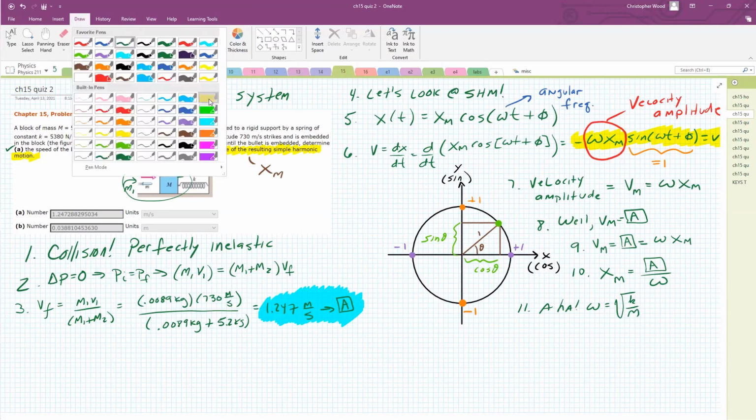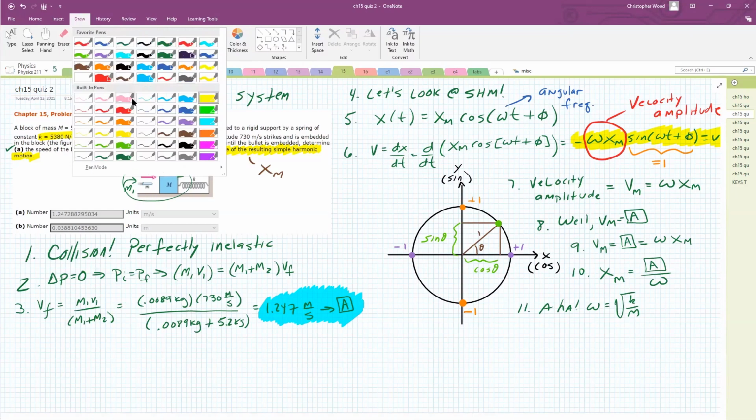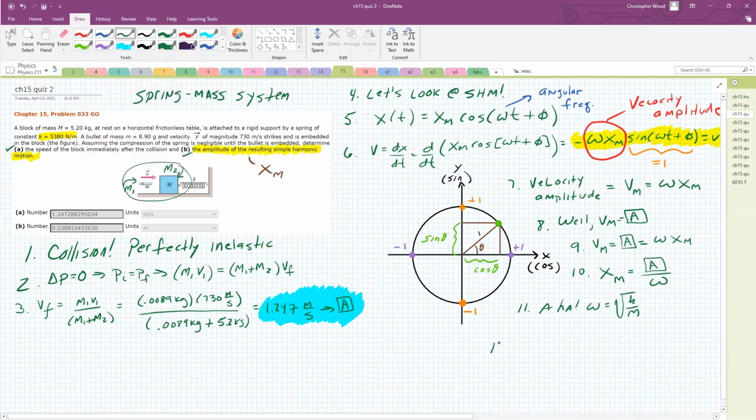K is given, and the spring stiffness constant is never going to change. So what do I use for M? Is this M1? Is this M2? Is it M1 plus M2? I think this is M1 plus M2, because we're being asked to figure out what's going on after the collision. All right, so that's my thought process, because there are some choices here.